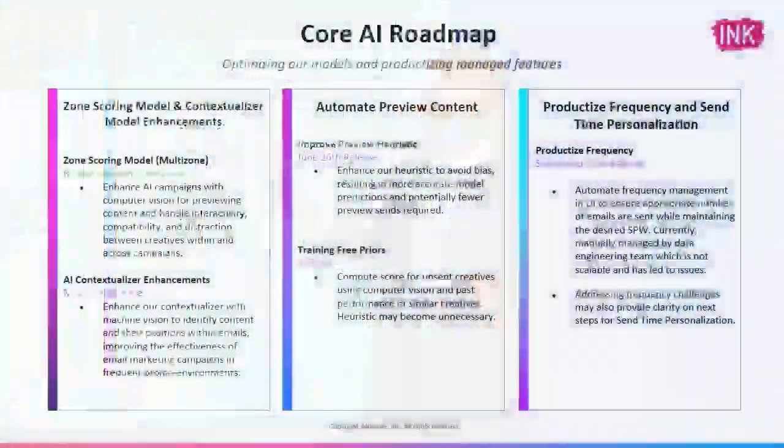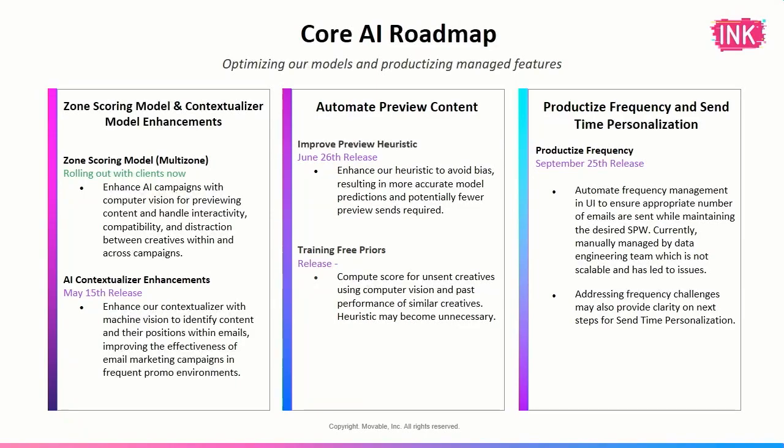So the core AI roadmap: the zones, the contextualizer, improving heuristics. We've got frequency productization, and obviously the subject line generation.